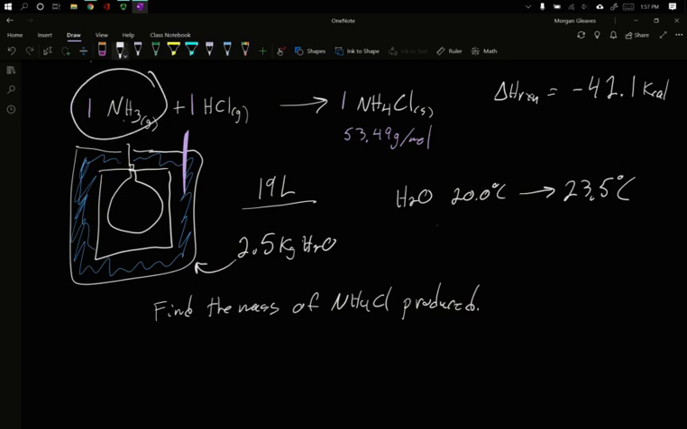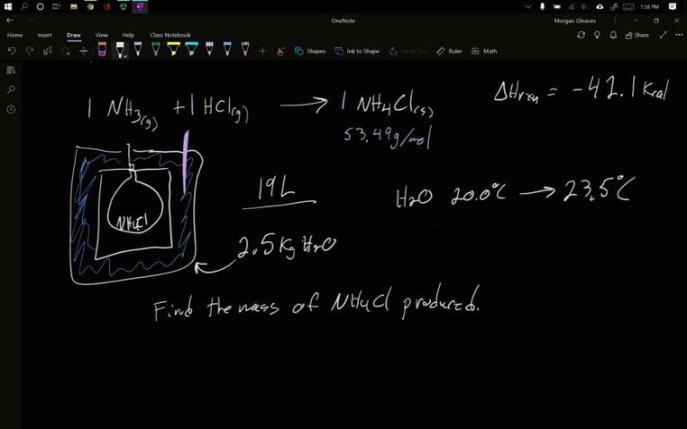So we're going to put ammonia into our container. So some of that ammonia is going to go in. We're going to have some NH3 floating around. We're going to take HCl. We're going to pump it in. It's going to start reacting. They're going to mix with each other. They're going to do whatever they need to do for a little while. And then in the end, we're going to have some NH4Cl.